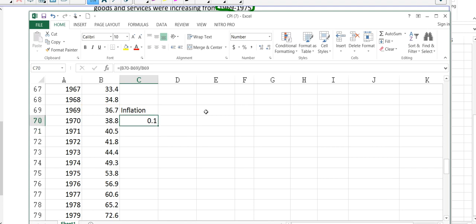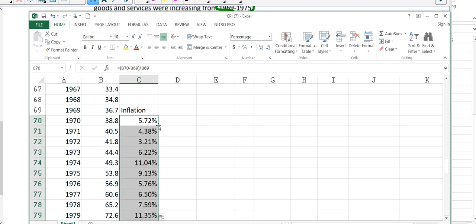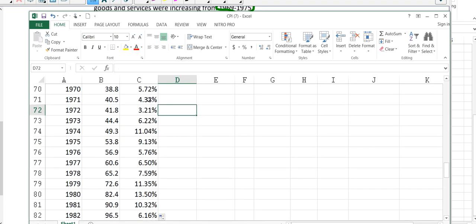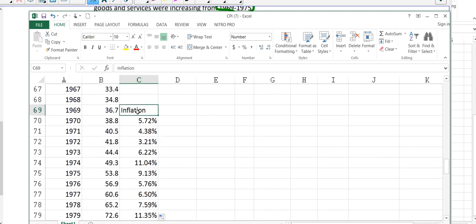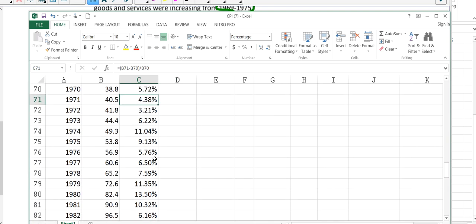So that's in its decimal form. We can quickly change it to a percent, just use that little percent sign. I always like a couple of decimals, so let's increase that. So inflation would have been 5.72% in 1970. And then you could just fill down, and you can see there were some really large inflation rates, just visually, even in the 70s and 80s. So there was a lot of inflation, which sounds really bad, but at the same time it meant that interest rates were really good too. So that was actually a good thing.